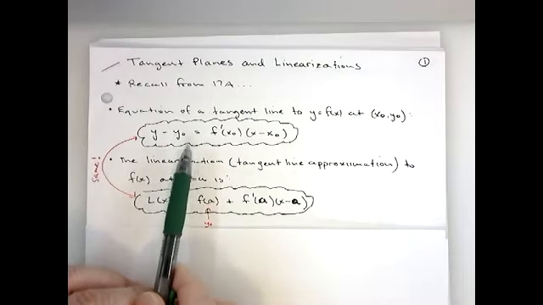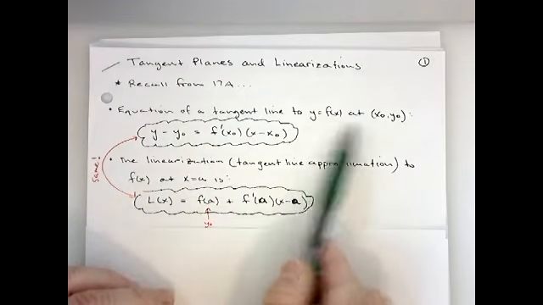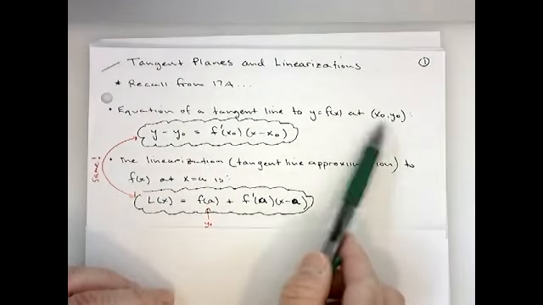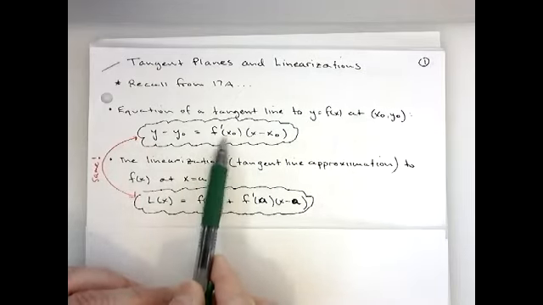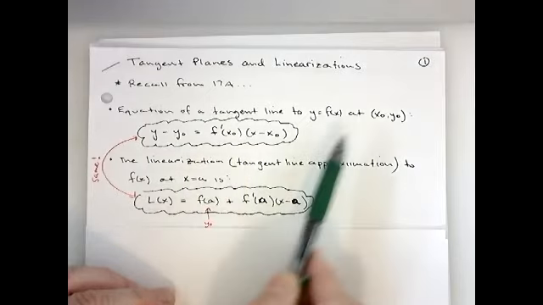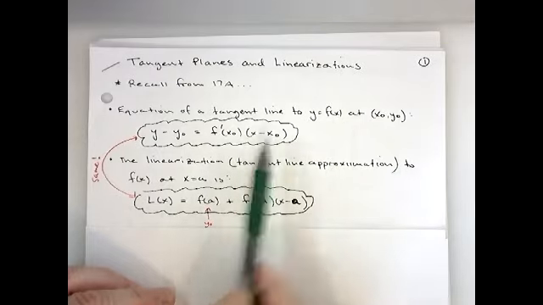So, quick review from 17a: the equation of a tangent line to a function at a certain point x naught, y naught. Just using the point-slope formula, y minus y naught equals m, the slope of your line, which of course would be given by the derivative at your point, times x minus x naught.